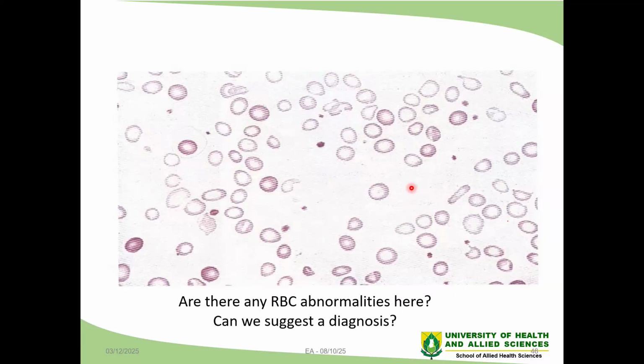Then in terms of the sizes, we see variations in the sizes of the red cells. Some are microcytic, some are macrocytic. Then in terms of the shape, again, we can see some cells which look elliptical or oval in shape. There's also a stomatocyte here.